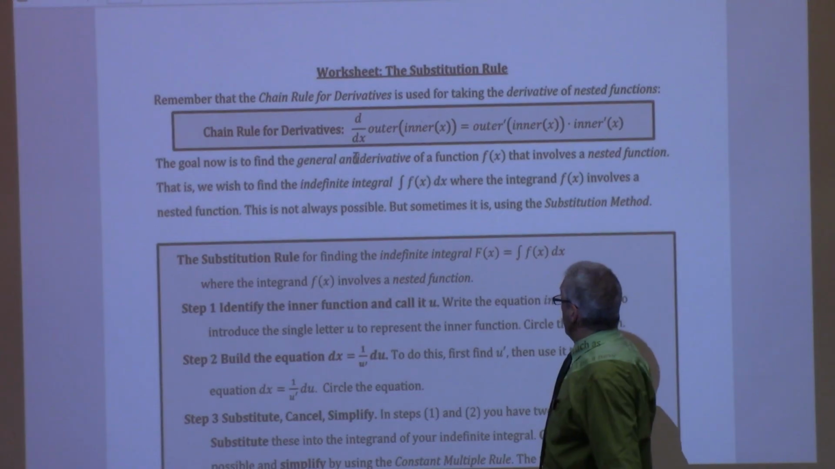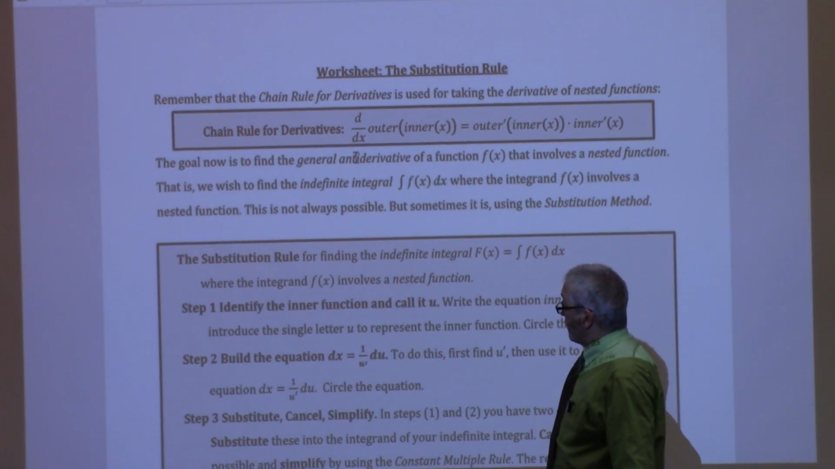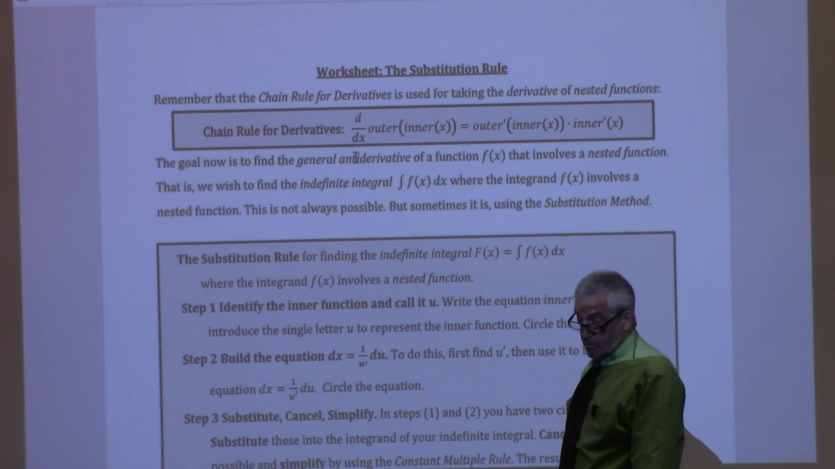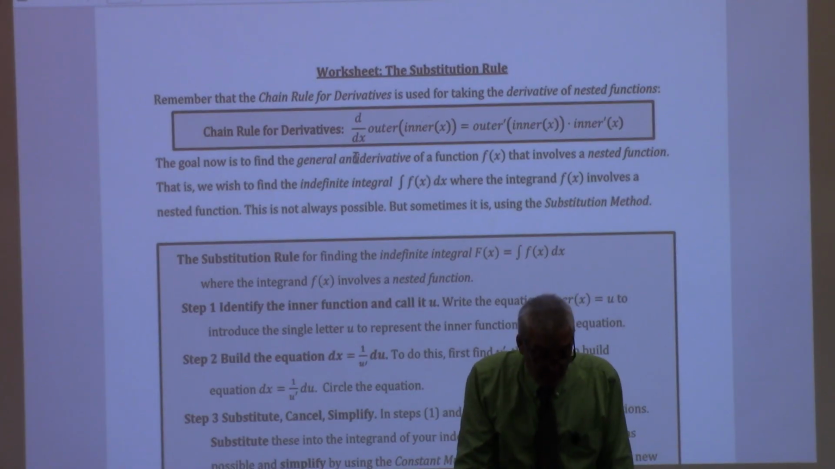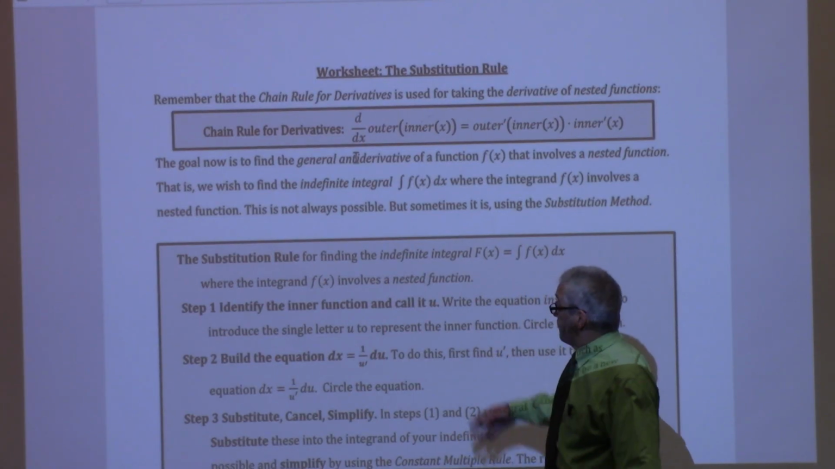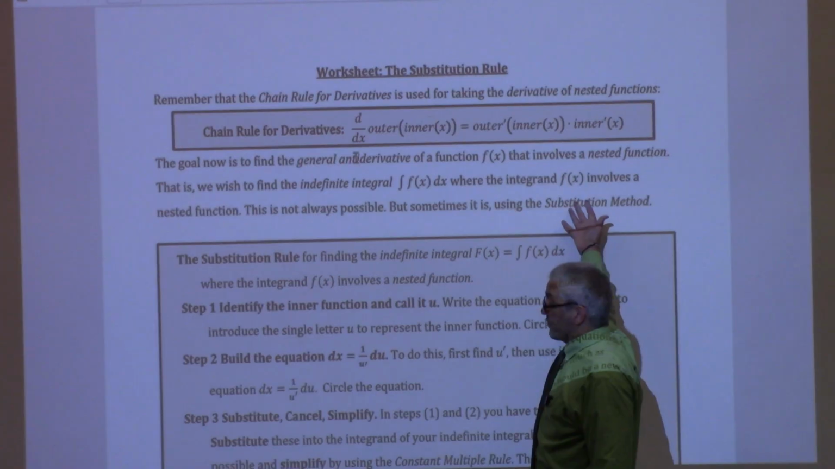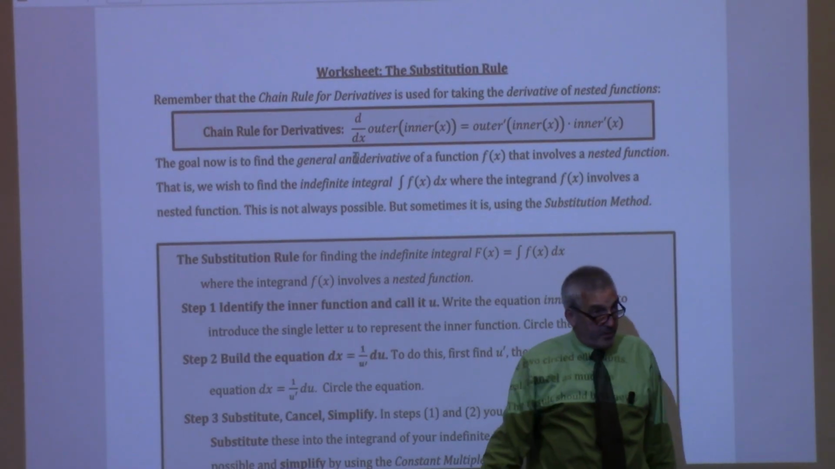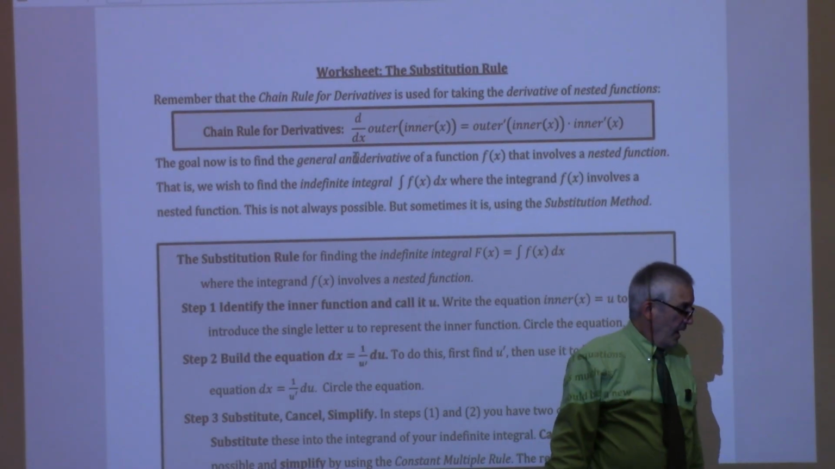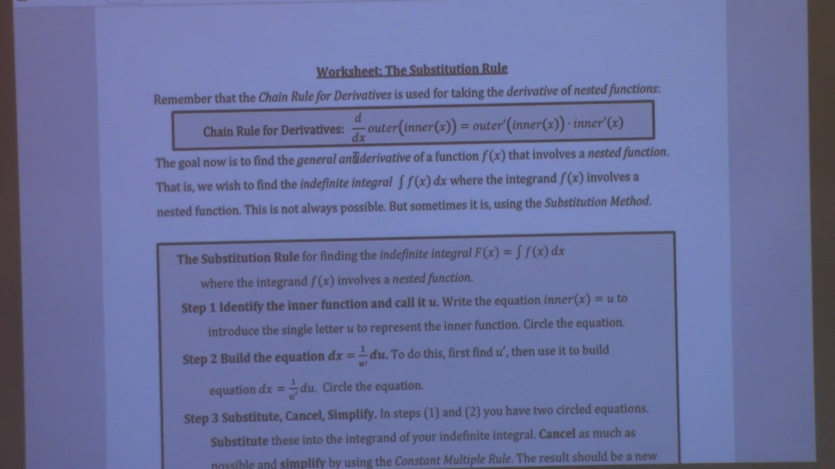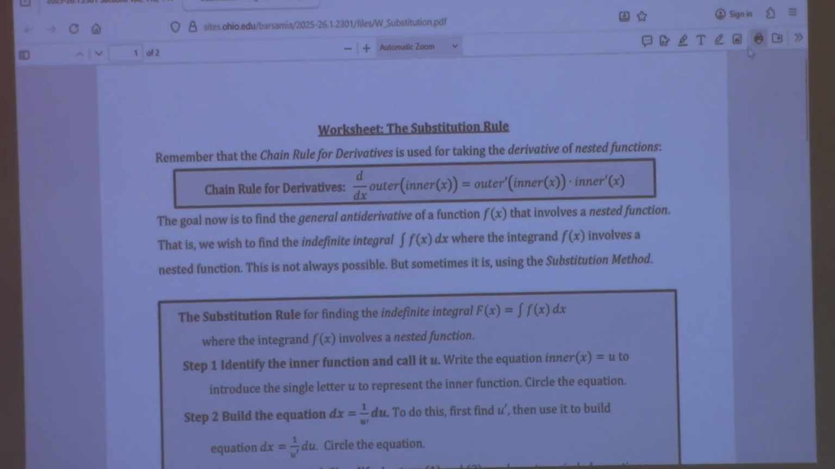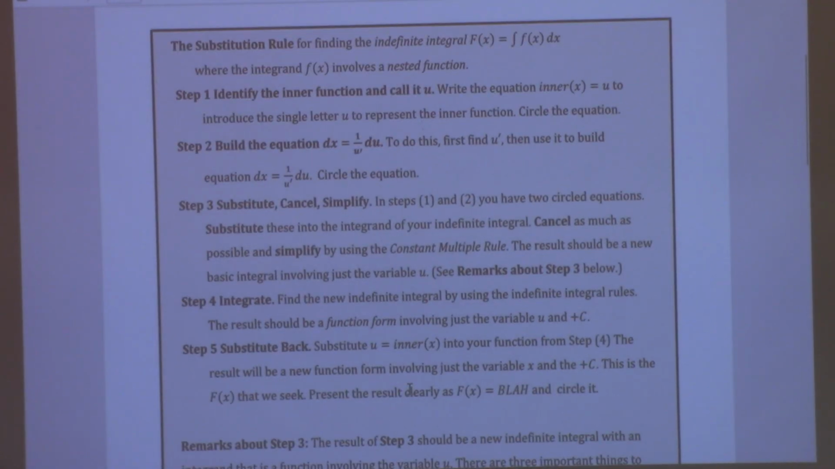Well, it's not always possible to find a function that works as an antiderivative, an ordinary function. But sometimes it is possible, and sometimes you can find one using what's called the substitution rule. And so the substitution rule, I present as this batch of 5 steps.